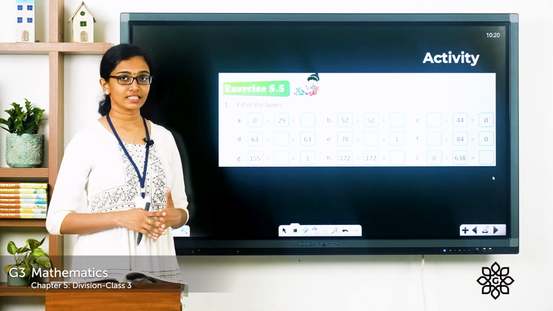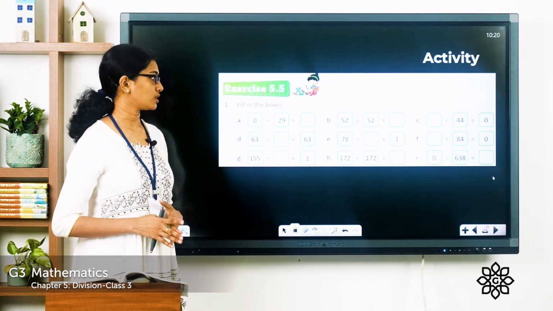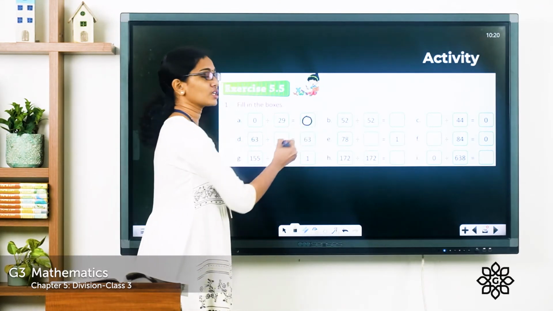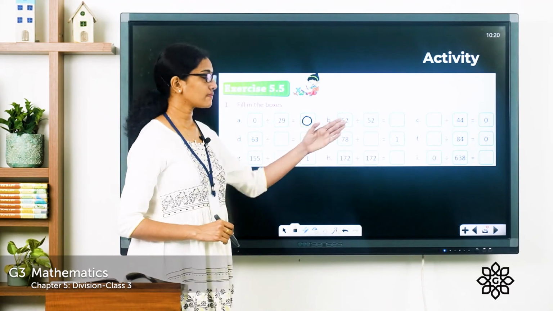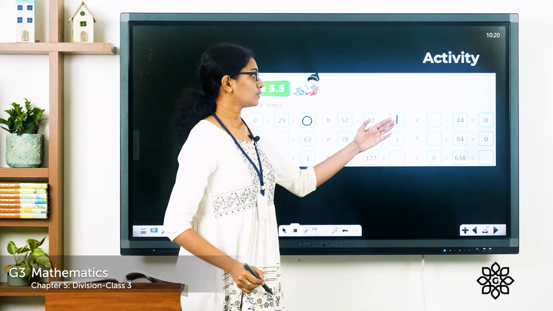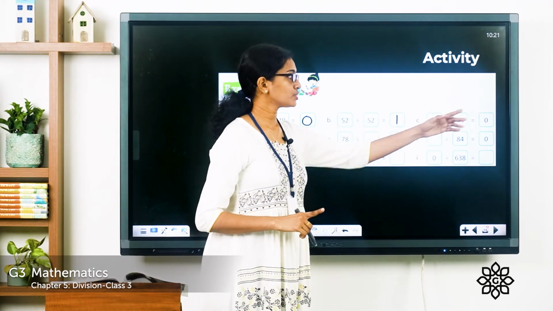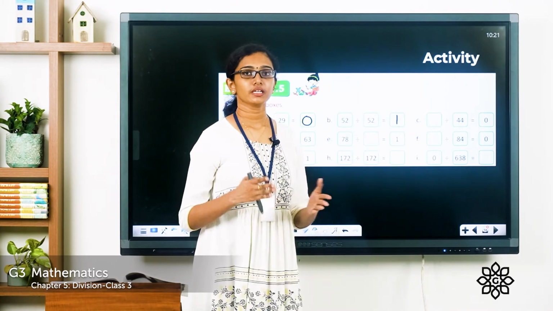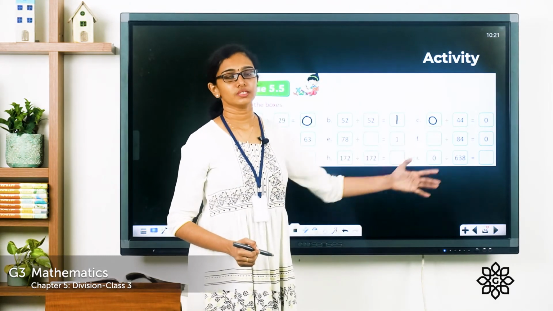Now let's discuss the answers. The first one, A, 0 divided by 29 is equal to 0, since 0 divided by any number is equal to 0 itself. Now B, 52 divided by 52. Number divided by number itself. What is the quotient? It is 1. Now C, dash divided by 44 is equal to 0. For the quotient to be 0 and when the divisor is any number, the dividend should be 0 itself. 0 divided by any number is equal to 0.